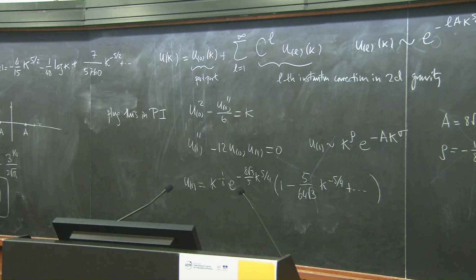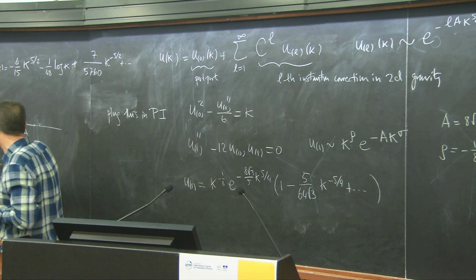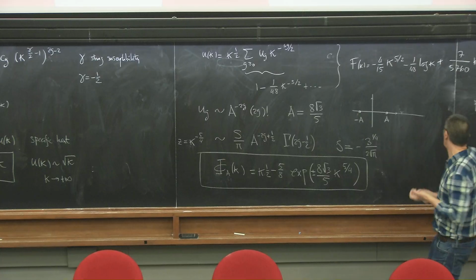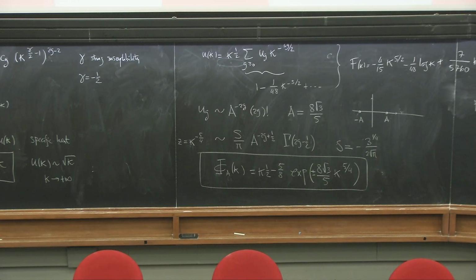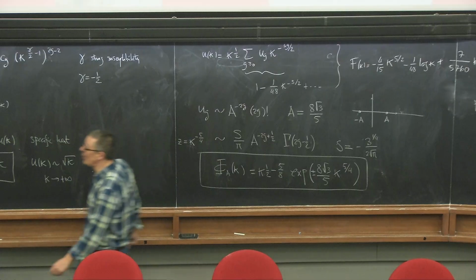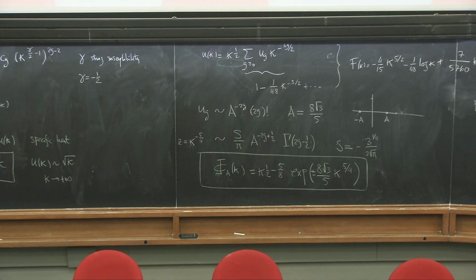I cannot determine it in this way. I can determine its value numerically, but from this analysis I don't get it, because U1 is always defined up to an overall constant. But in spite of that, I can get all corrections to U1, and then I know that the corrections appearing in the trans-series give me corrections to the asymptotics.